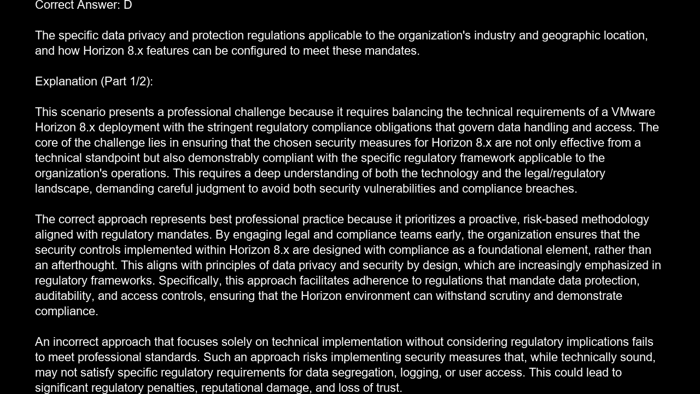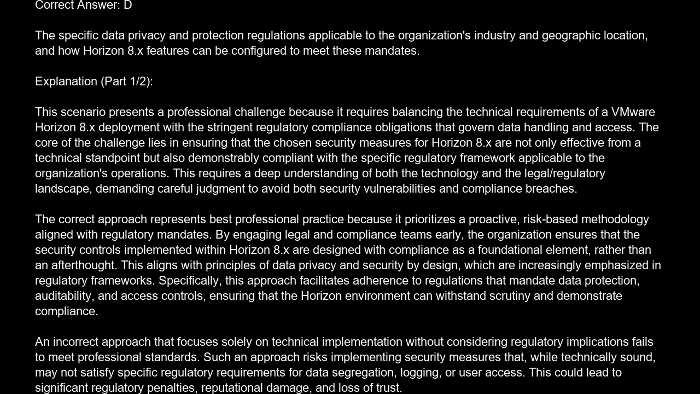Explanation. This scenario presents a professional challenge because it requires balancing the technical requirements of a VMware Horizon 8 X deployment with the stringent regulatory compliance obligations that govern data handling and access. The core of the challenge lies in ensuring that the chosen security measures for Horizon 8 X are not only effective from a technical standpoint, but also demonstrably compliant with the specific regulatory framework applicable to the organization's operations.